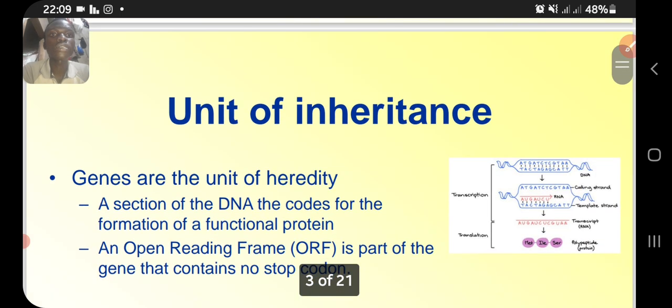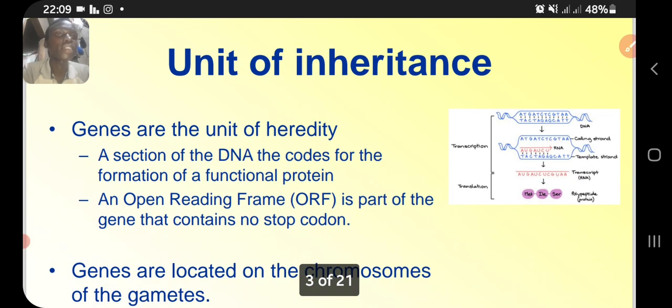And so we're going to look at the unit of inheritance. Everything has building blocks, like the building blocks of living organisms, the cell. You see different cells forming tissues and organs and organ systems and whatever that we have. So we're going to look at the unit of inheritance, which is genes. Genes are the unit of heredity, and we know that a section of DNA codes for the formation of protein.